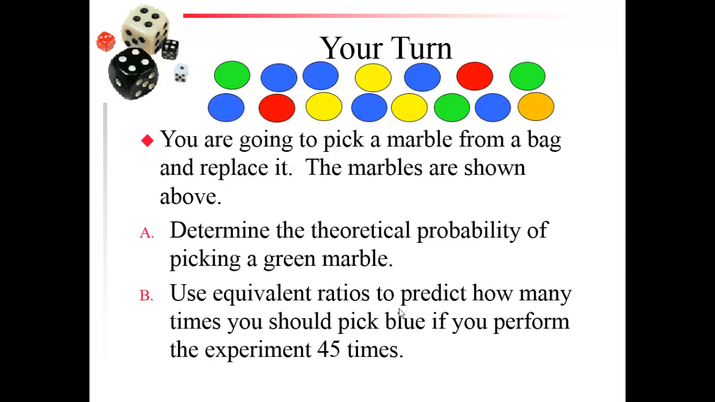Now it's your turn. You're going to pick a marble from the bag and replace it. The marbles are shown above. So part A, determine the theoretical probability of picking a green marble. And part B, use equivalent ratios to predict how many times you should pick green if you perform the experiment 45 times.